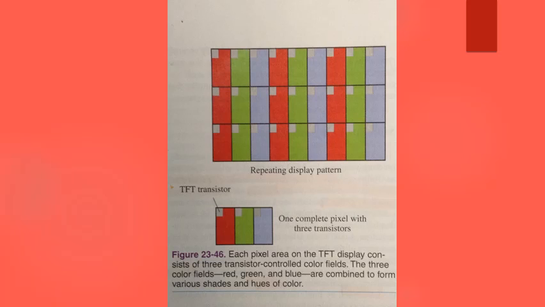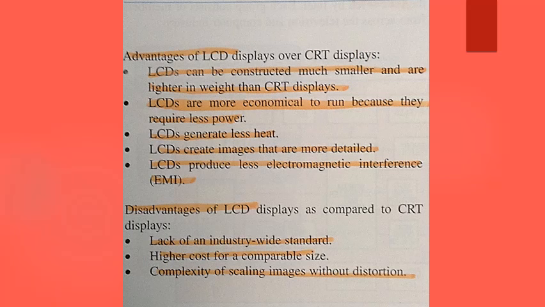The advantages of LCD displays over CRT displays. LCDs can be constructed much smaller and are lighter in weight than CRT displays. LCDs are more economical to run because they require less power. LCDs generate less heat. LCDs create images that are more detailed. LCDs produce less electromagnetic interference, or EMI.